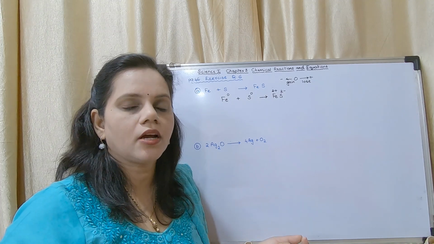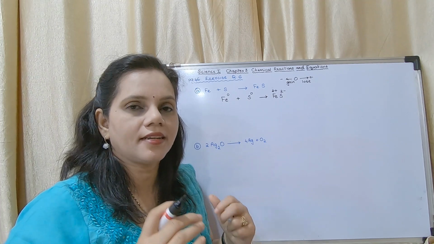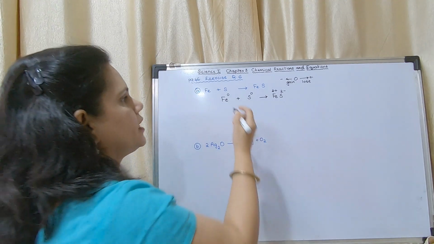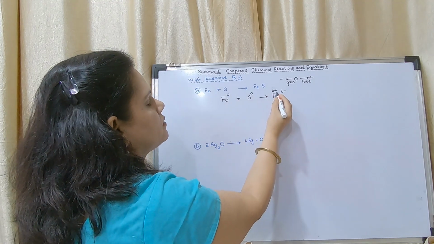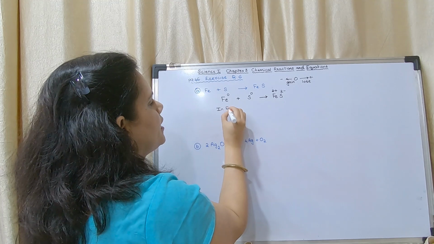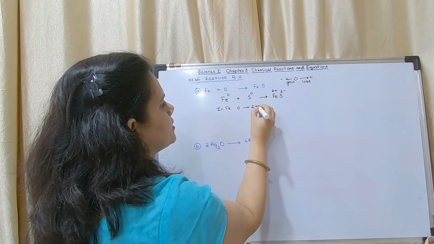4, it is a metalloid. 5, 6, 7, they are non-metals. This is a generalized observation in the periodic table. Okay, so here you may see in case of Fe, 0 has got converted into 2 plus.